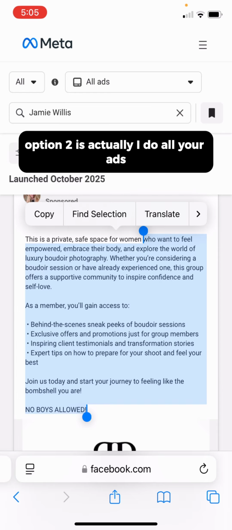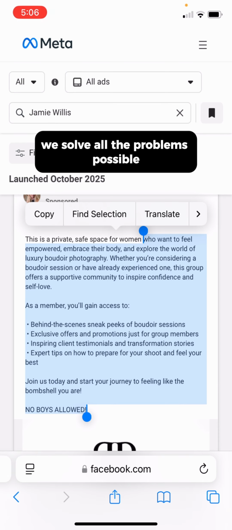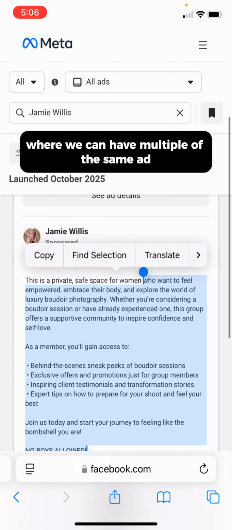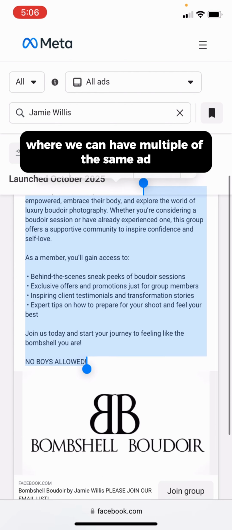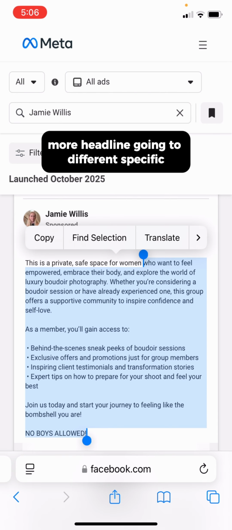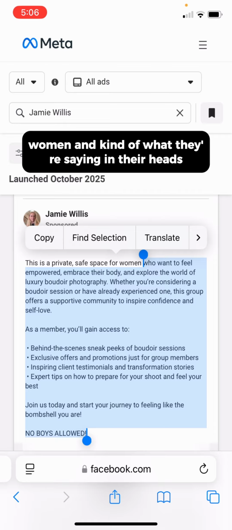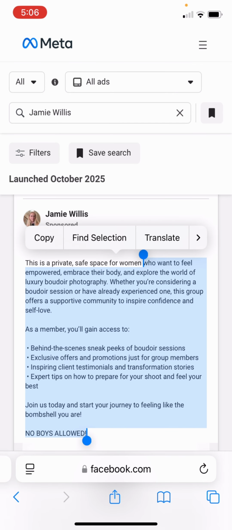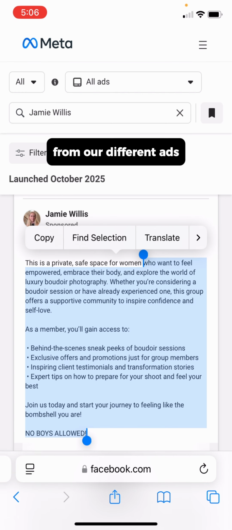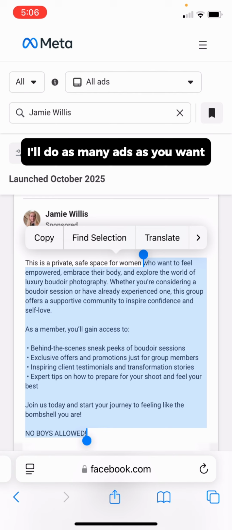Option 2 is actually I do all your ads, I do everything for your ads. $100 a month. We solve all the problems possible. We get as specific with your market as possible, where we can have multiple of the same ad with a different see more headline and body copy, but kind of starting with the see more headline, going to different specific women and kind of what they're saying in their heads in the same city. So we're pulling in all these different specific women from our different ads. So, yep, and I'll do as many ads as you want.